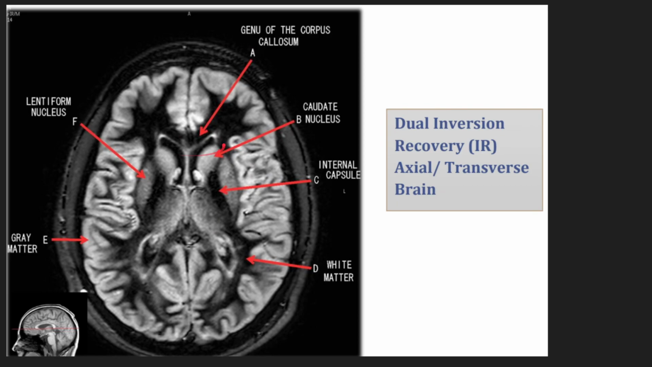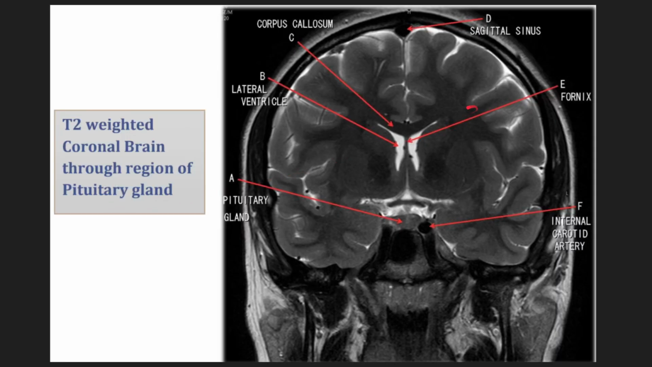Genu of the corpus callosum, caudate nucleus, internal capsule. You have white matter here, lentiform nucleus, and then grey matter. Corpus callosum's here, sagittal sinus, fornix, lateral ventricle again, pituitary gland, and internal carotid.